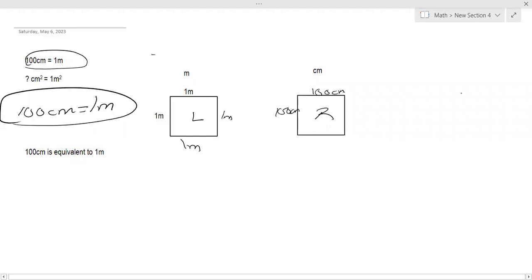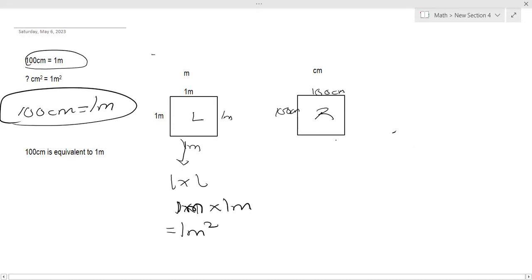So if we're asked to find the area of this square, remember that the area of a square is length times length. So the area of this square will be 1 times 1, which is equal to 1 meter square. All right. 1 meter times 1 meter will give us 1 meter square.